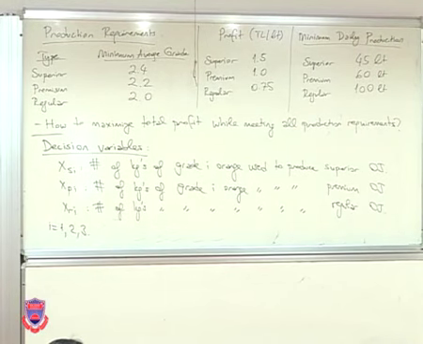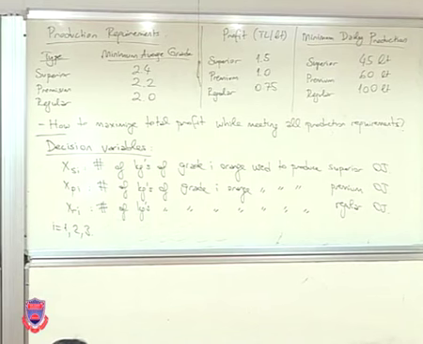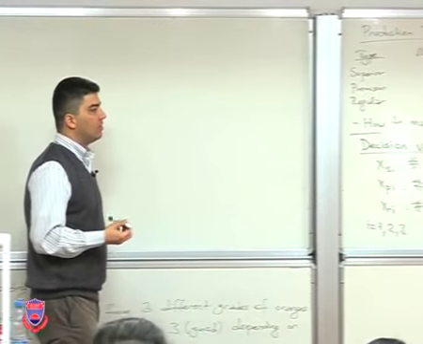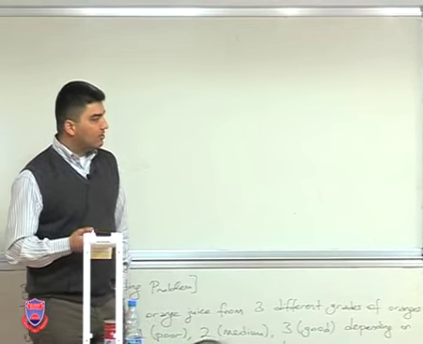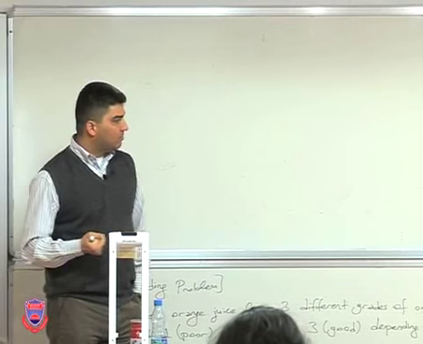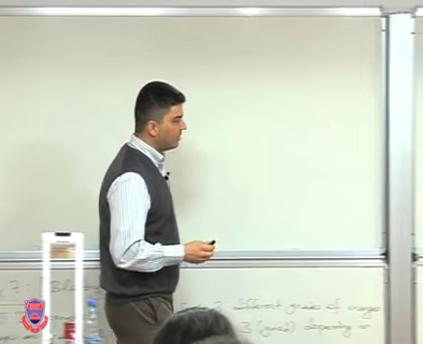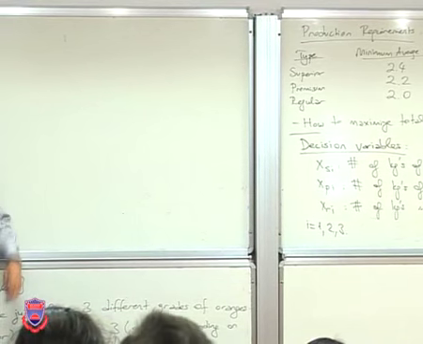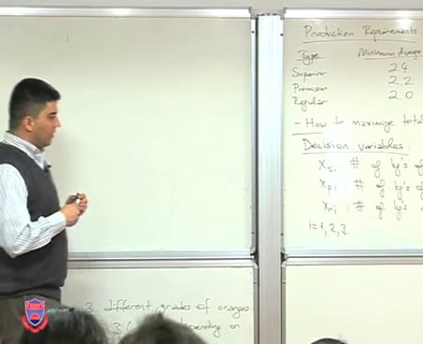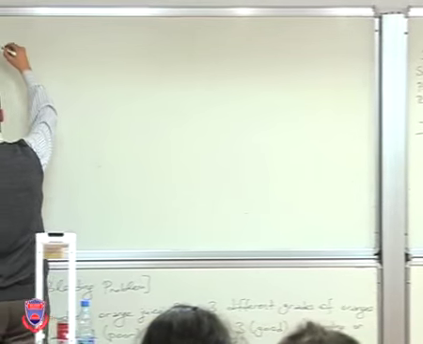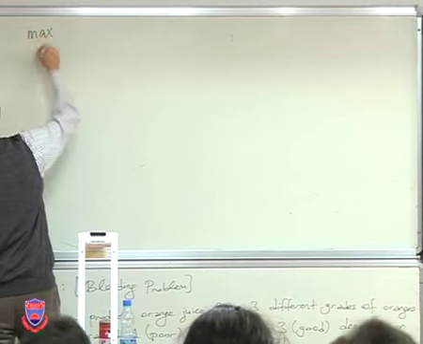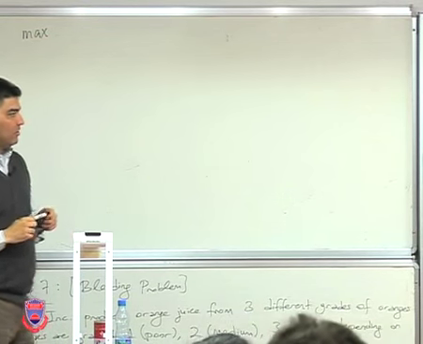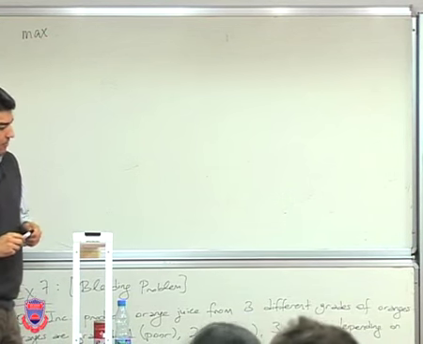Let me continue from here. So what is my objective? What is my goal in this problem? What am I trying to do? I want to maximize total profit. So what's the expression that expresses my total profit? Well, first of all, this is a maximization problem, so I'm maximizing my total profit. As a result, I'm going to start with max.